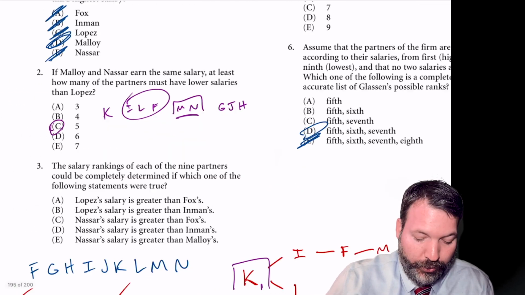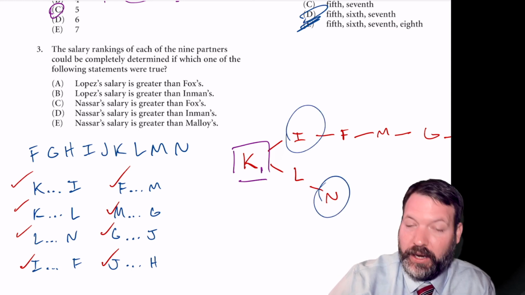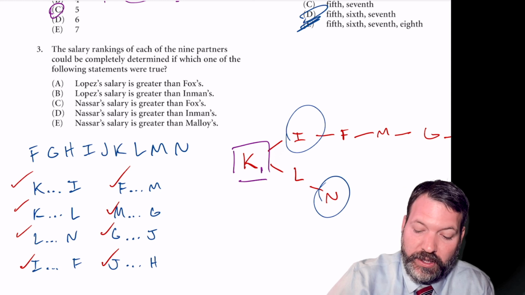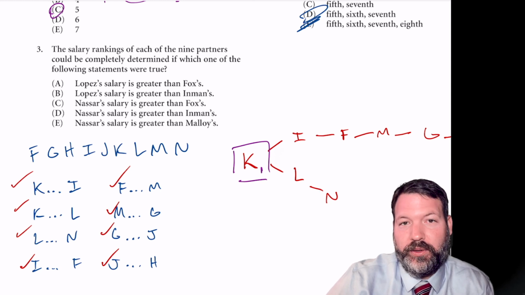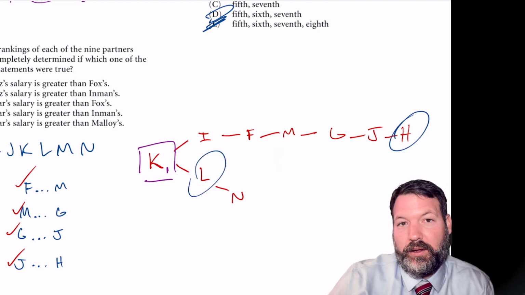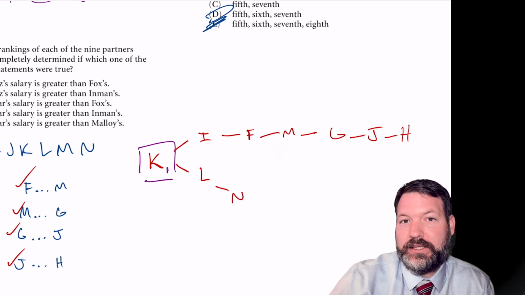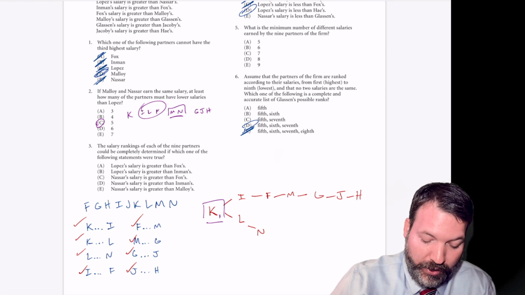Moving on to number 3, the salary rankings of each of the 9 partners could be completely determined if which one of the following statements were true. I'm just going to guess it's going to have to say N is greater than I. What we need here is some connection between the branches. It could also say something like H is greater than L, because if it told us that, then again, it would connect the 2 branches. But I need some direct connection between those 2 branches.